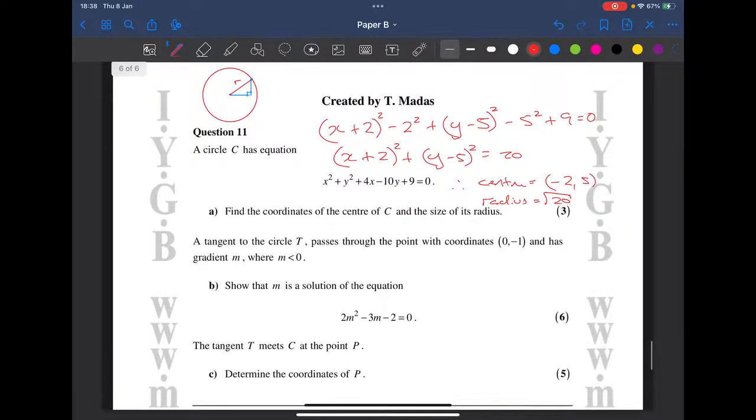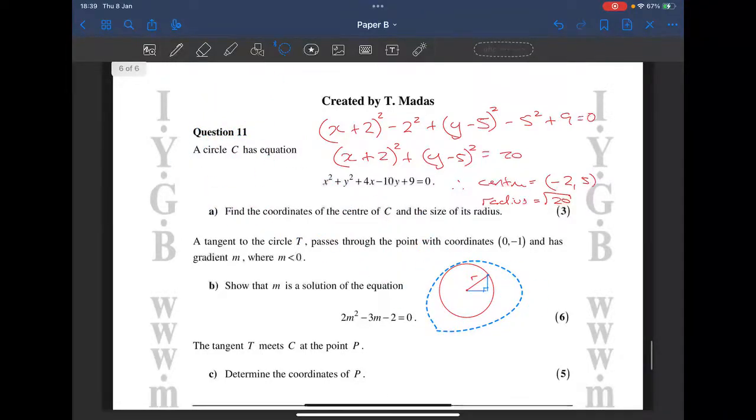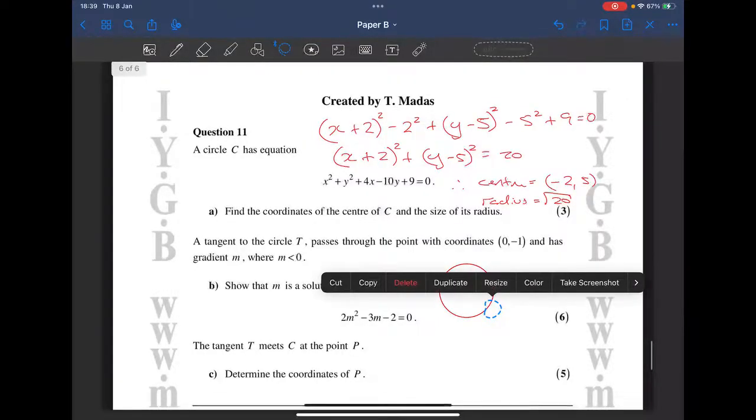Let's keep going then. A tangent to the circle passes through the point with coordinates (0, −1) and has gradient m, where m is less than 0, so negative. Show m is a solution of this equation. So let's repurpose our drawing here, and let's fill in a few blanks that we've got. Let's get rid of all this stuff, and let's draw on exactly what's going on here.